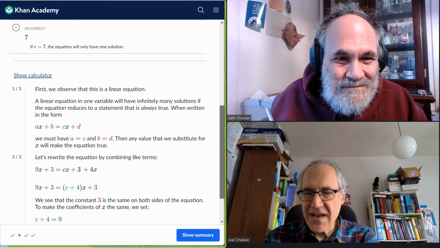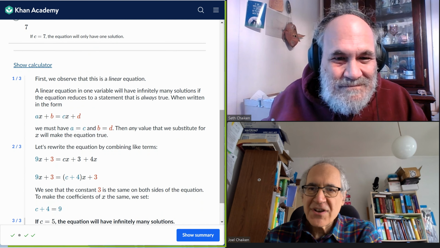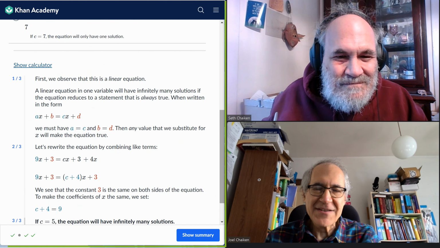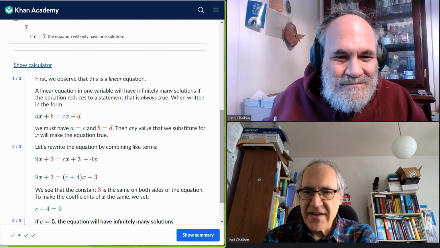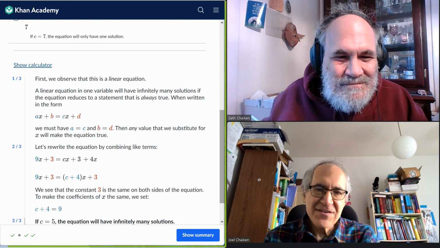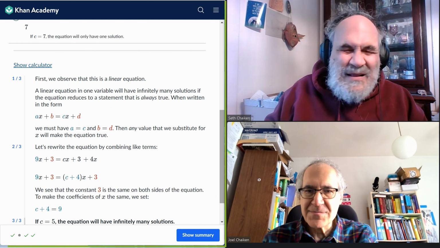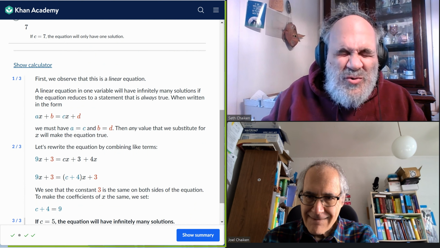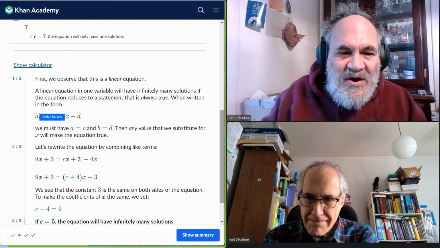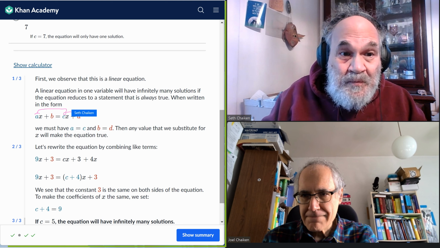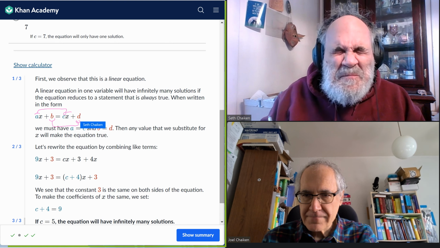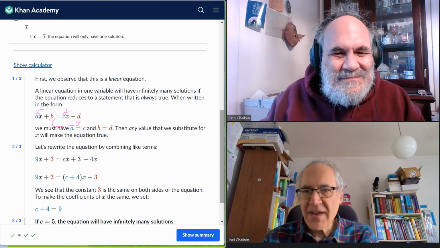Okay, so it only has 3 steps. First, we observe it's a linear equation, one variable, having infinite solutions. When the equation reduces to a statement that's always true, that's what Seth said, an identity. You set the coefficients of the like terms to be the same. Here's an example of telling when the two sides are identical, meaning when the corresponding coefficients are equal. That's a thing we touched upon yesterday.